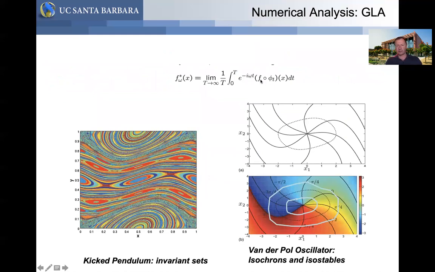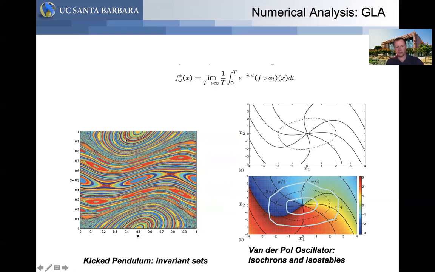If you have a time evolution, you have some flow φ^t, then f is your observable. You multiply with e to the minus iωt. Omega is real. These are what we call the Fourier averages. If omega is 0, in fact, this is just a simple time average starting from point x. And that way you can obtain invariant sets. The resulting function of initial condition is in fact an invariant function, and its level sets are invariant sets.